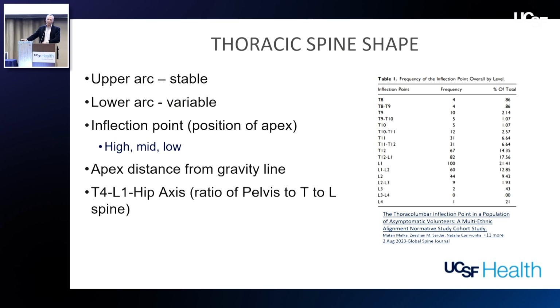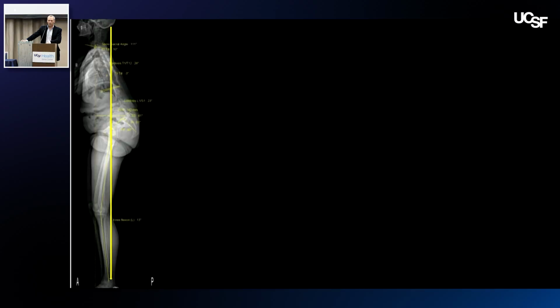And one of the things that, and I'm not really going to talk on it, but the apex distance from the gravity line. So if you draw a line through the hips, how far back is that inflection point from the gravity line? And of course, I think the one thing that gets it right is the T4L1 hip axis ratio. That ratio is really, really important to appreciate. Okay, so here's some examples.